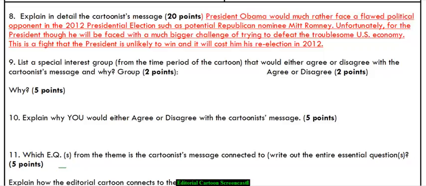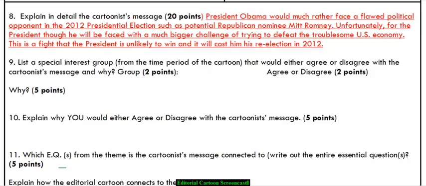Now that we have the message of the cartoon, we'll be able to address questions 9, 10, and 11. Taking a look at question 9, list a special interest group from the time period of the cartoon that would either agree or disagree with the cartoonist's message and why. A couple things to point out here before we take a look at the responses that I put down. One would be, what is a special interest group? And this is something that gives people difficulty at times.